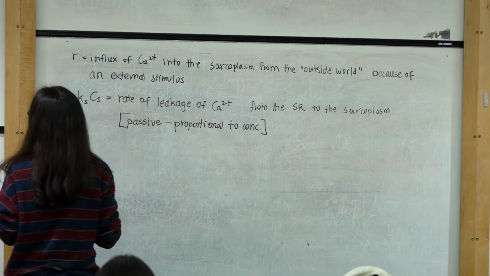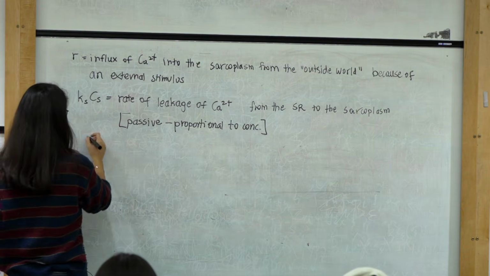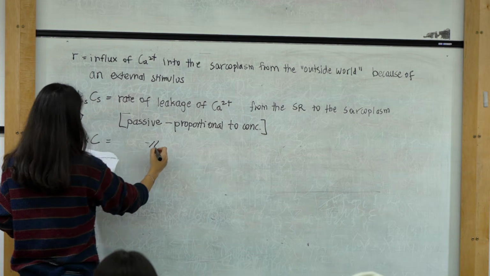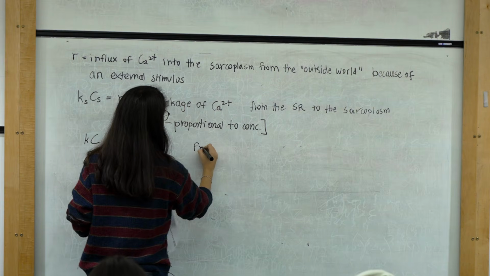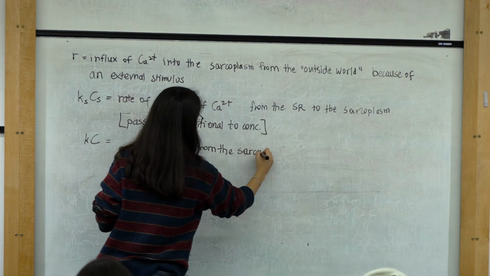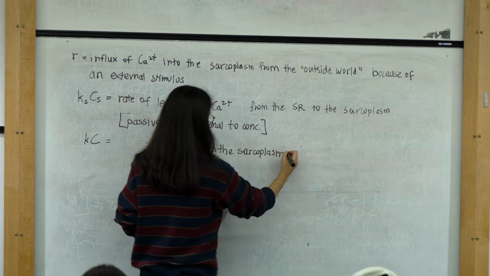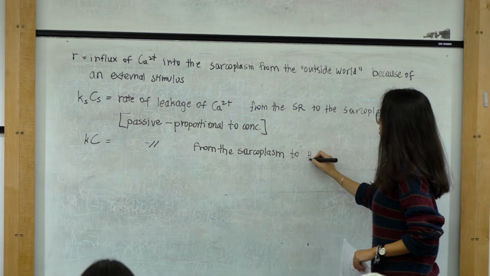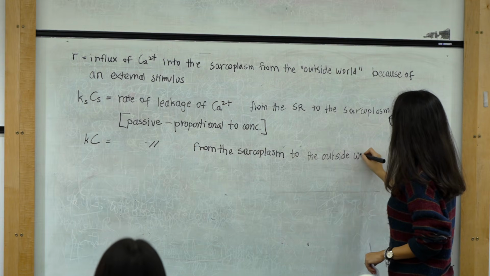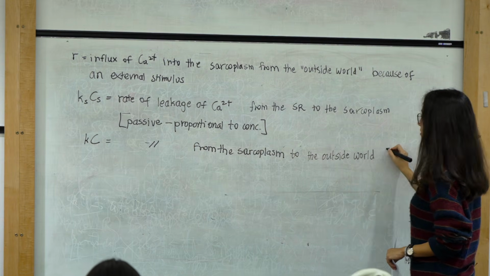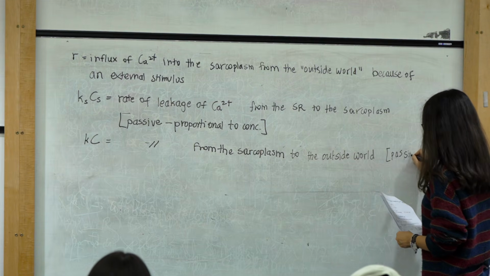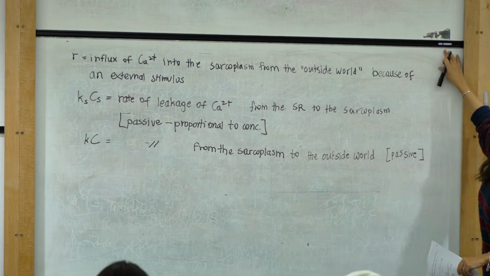And the last one is the KC, which is the leakage from the sarcoplasm. So it's the same as above, but from the sarcoplasm to the outside of the cell. And it's again passive. All right, so this is all you need.